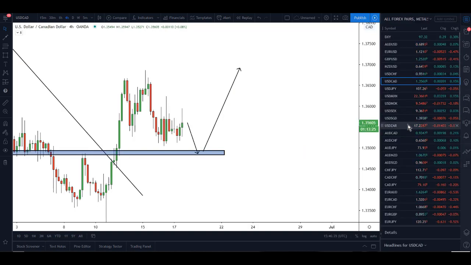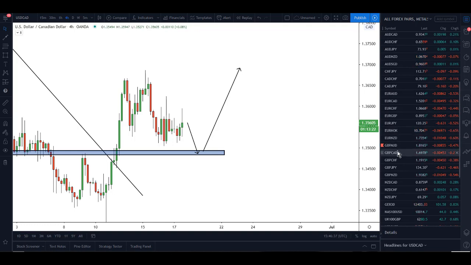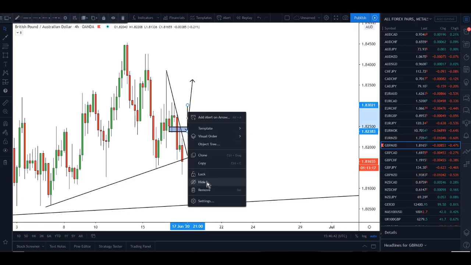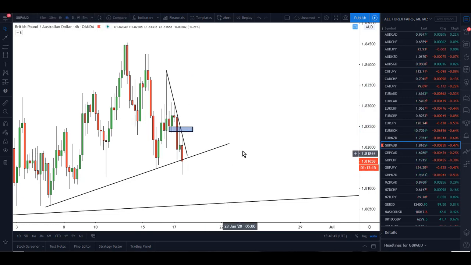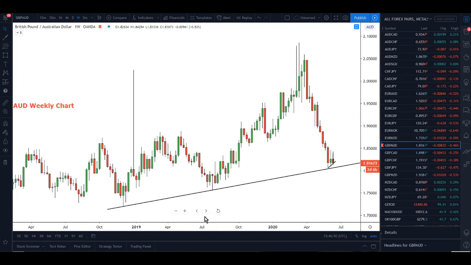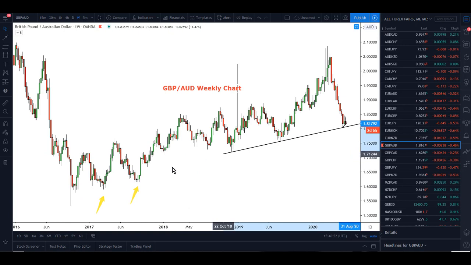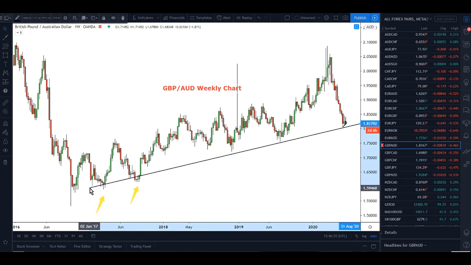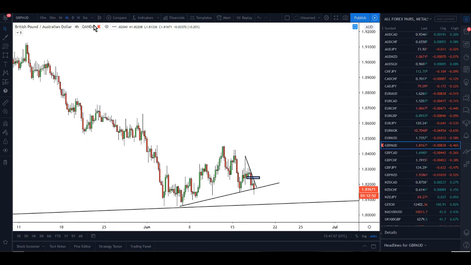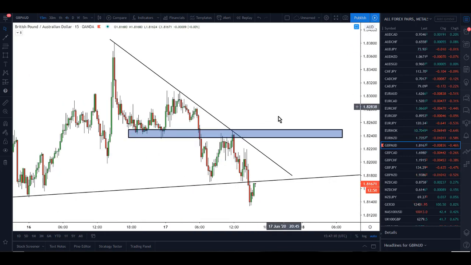There is one more pair I think it's worth looking at, and that's Pound Aussie. Let me just delete this and this and this. Pound Aussie is at a weekly trend line, which has been going on a while basically. This kind of weekly uptrend. So, obviously now we're not interested in selling anymore, but we're interested in buying because of where it is. So start looking for buy setups.